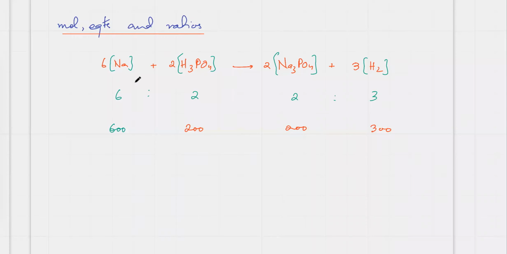And this ratio is the ratio of moles. Remember, it's not the ratio of mass or any other thing. It's the ratio of moles. It's the ratio of quantity. Okay, for example, remember, it's the ratio of the quantity.